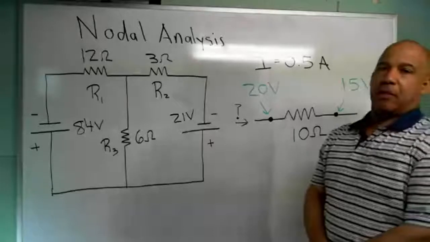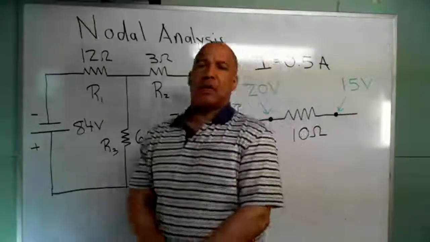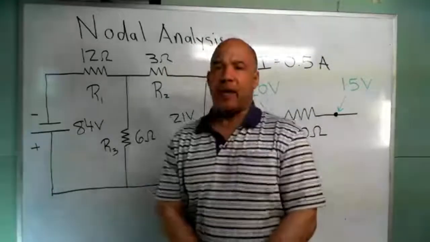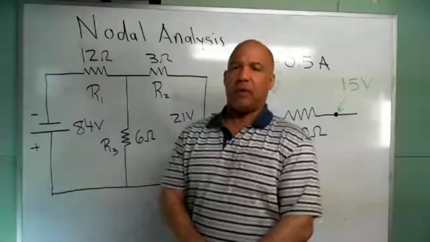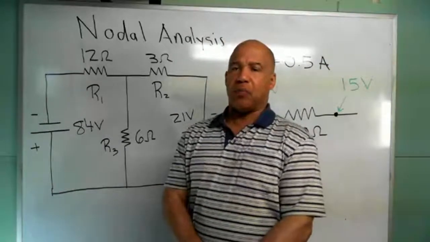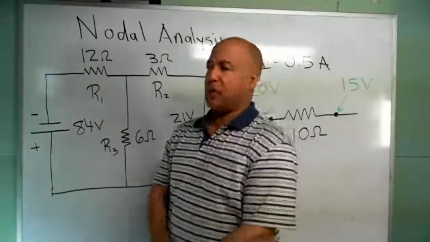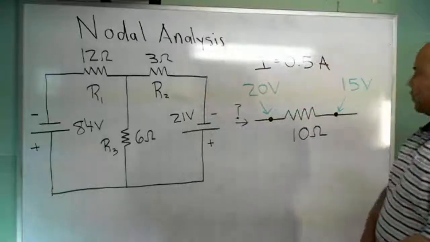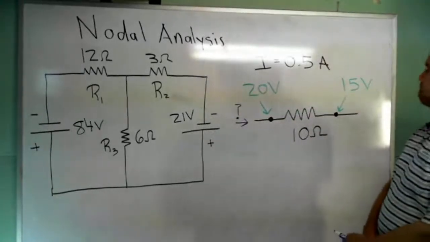I found the current with 20 volts and the current with 15 volts, and then I subtracted them, the difference between. Is that Kevin? Yeah. So what he did was superposition, and that's okay. I mean, you can do it like that. But there's a more direct way to do it. How would you do it a more direct way? What would you do?